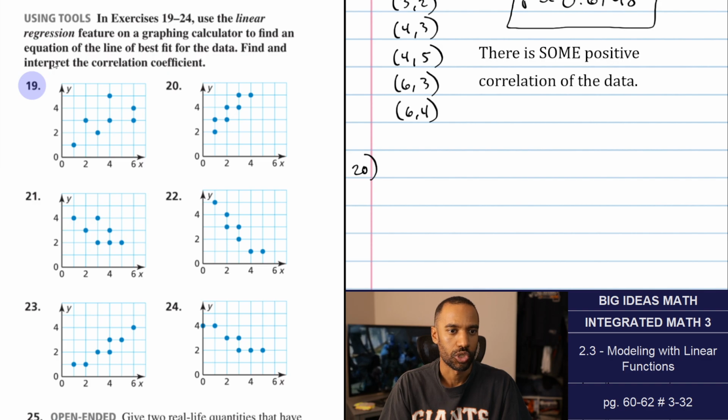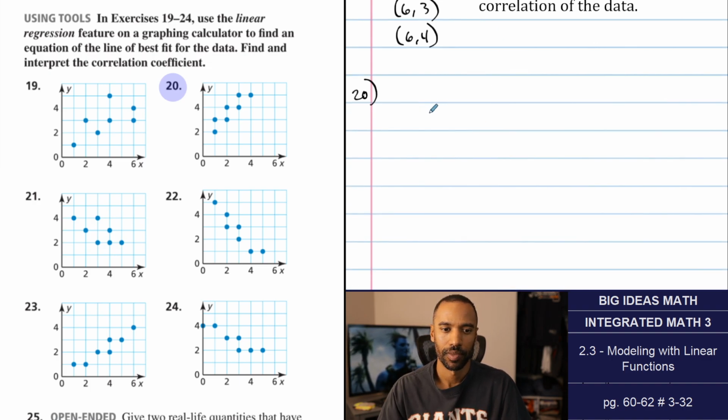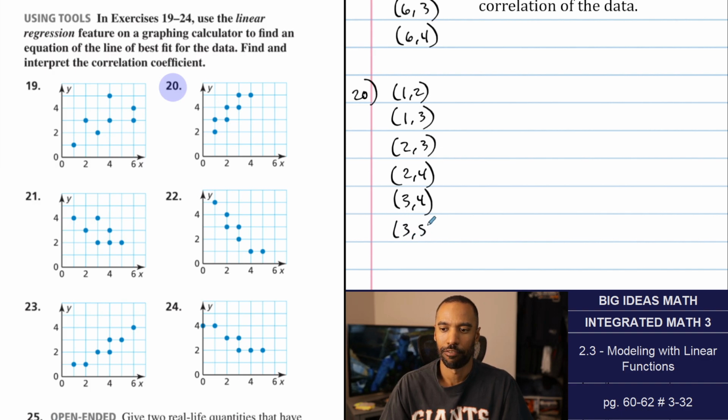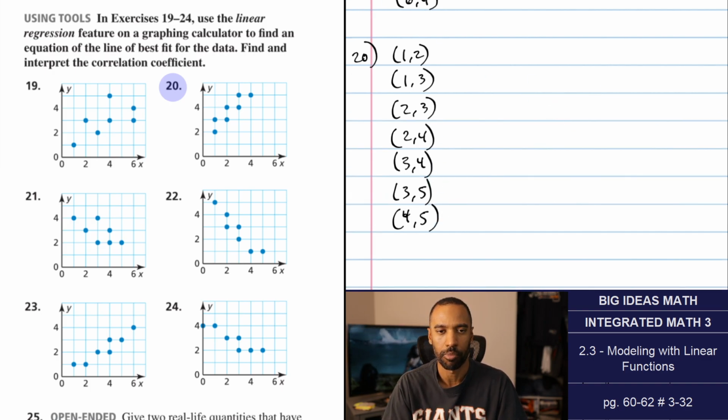Not very much. Not super weak, but really not saying there's a strong or moderate correlation. Number 20 looks a lot stronger as far as a correlation goes. Let's copy down the data points here. I got 1, 2, 1, 3, 2, 3, 2, 4. It's kind of a step function. I could probably predict the next sets of points: 3, 4, 3, 5, and 4, 5. Regardless, it seems to have a pretty strong one here. You're going to see something significantly higher, maybe even in the 0.9s, and also positive.